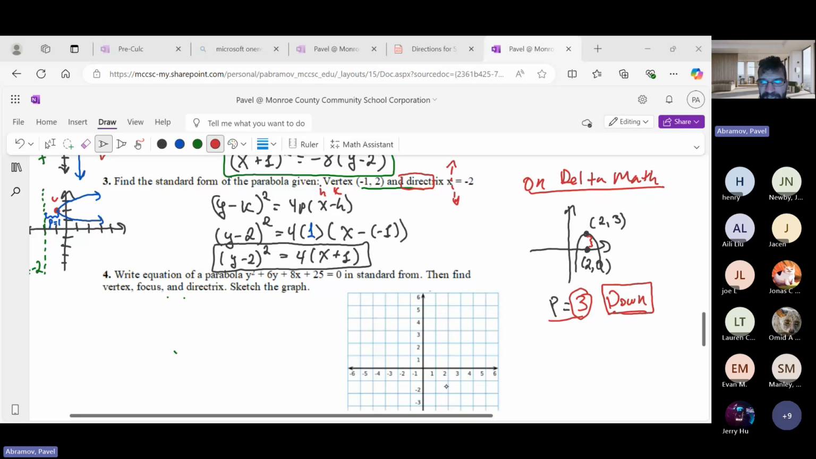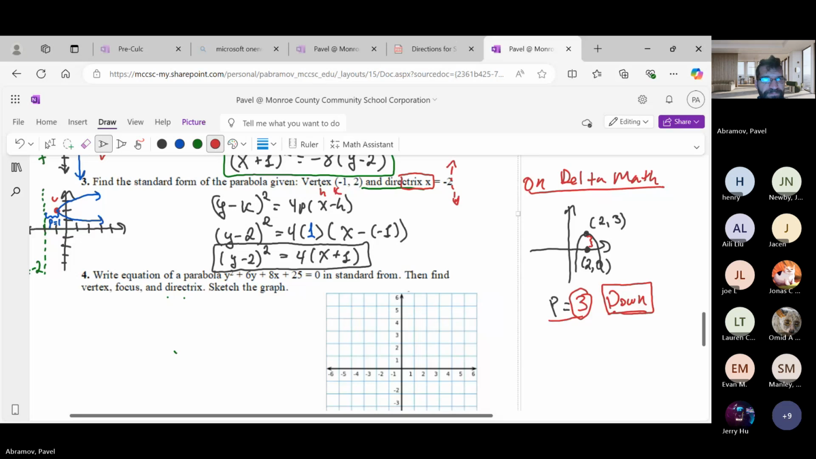All right, so once again, before I move on to our last example, are there any questions? Okay, if there are no questions, then let's move on.